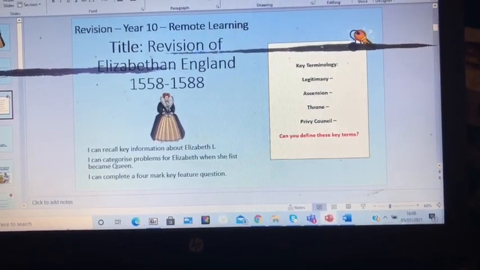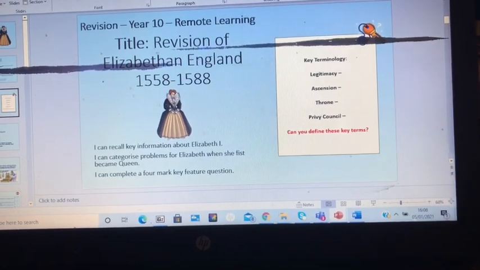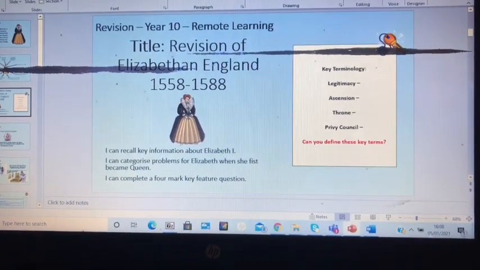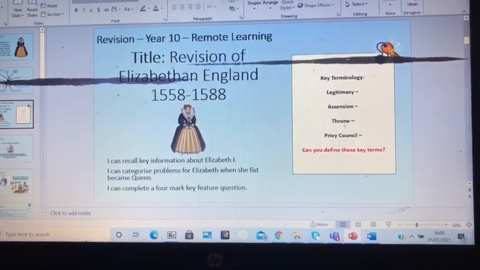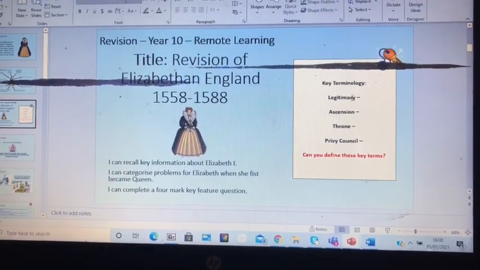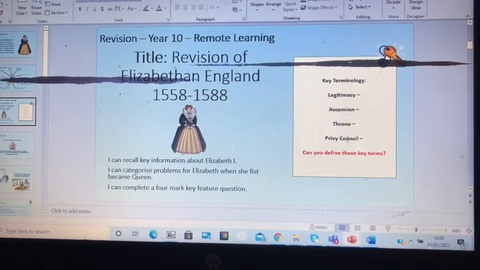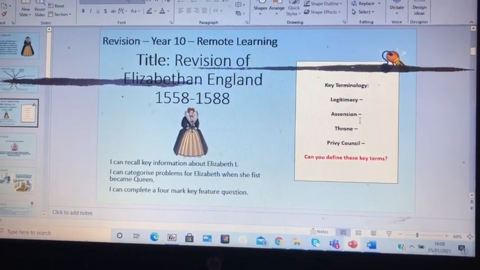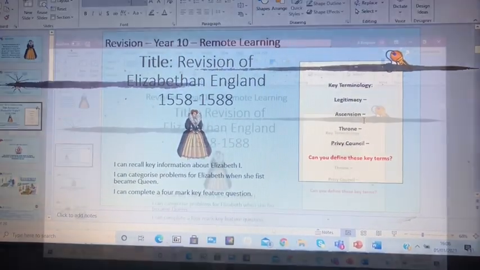The title today is Revision of Elizabethan England, and what we want you to do now is this key terminology here, and we want you to define these key terms. Okay, so there's legitimacy, accession, throne and privy council. Write in a definition of these key terms.